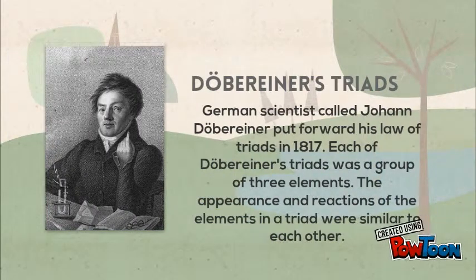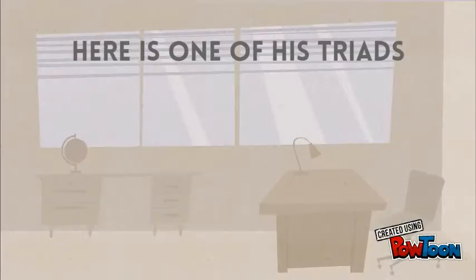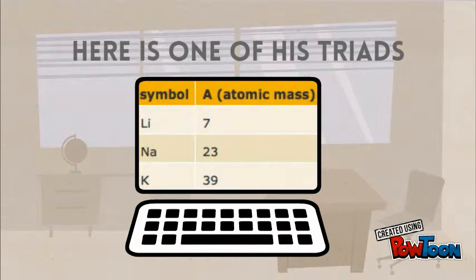Döbereiner's triads. German scientist called Johann Döbereiner put forward his law of triads in 1817. Each of Döbereiner's triads was a group of 3 elements. The appearance and reactions of the elements in each triad were similar to each other. Here is one of his triads.